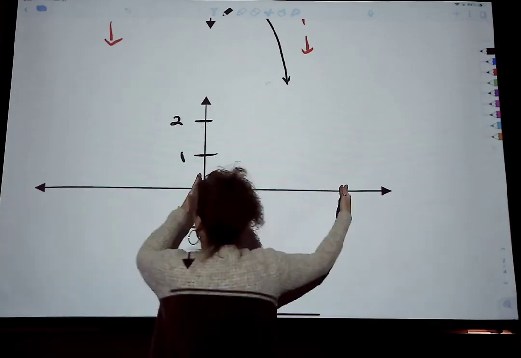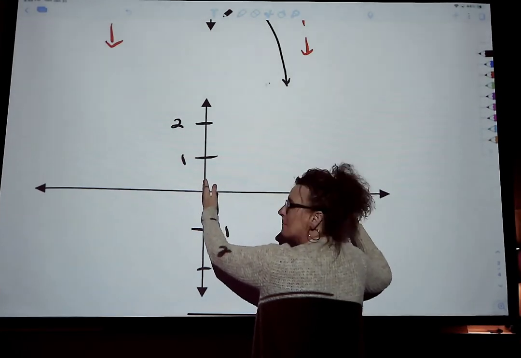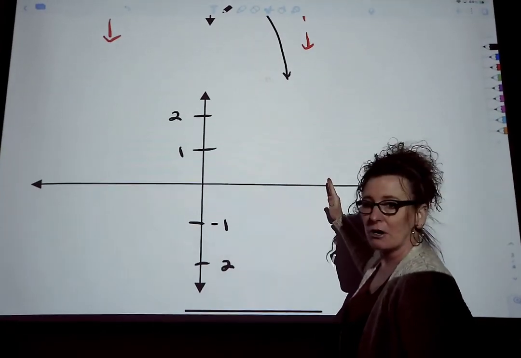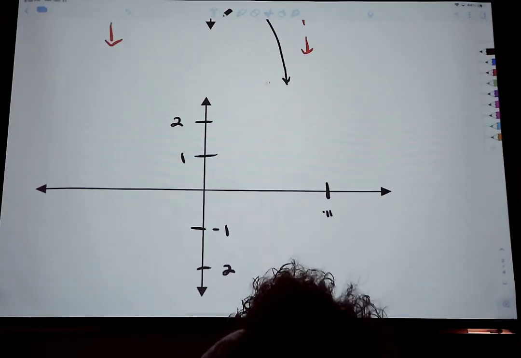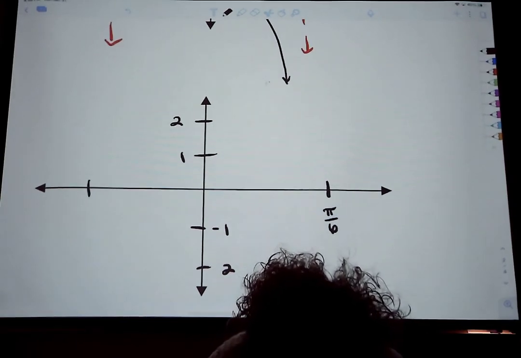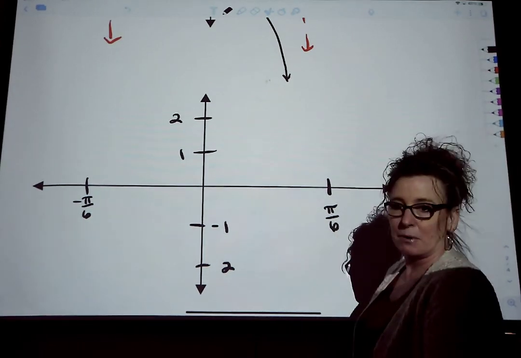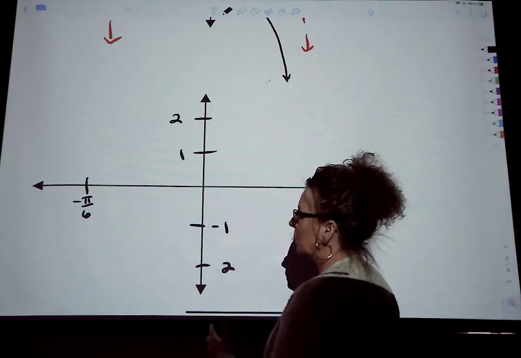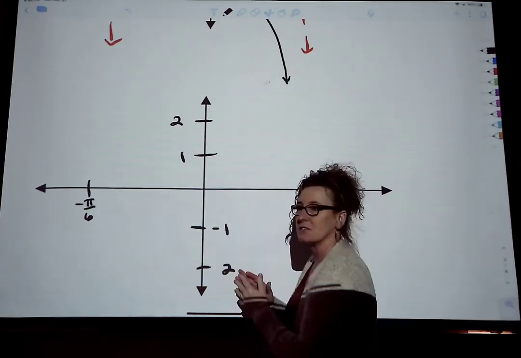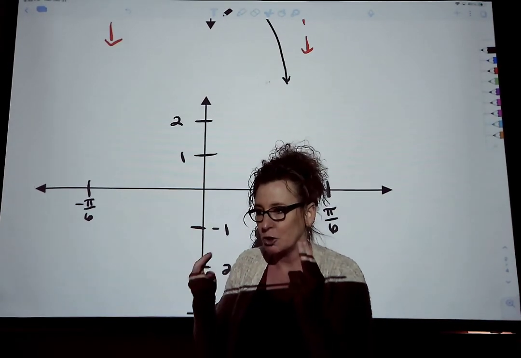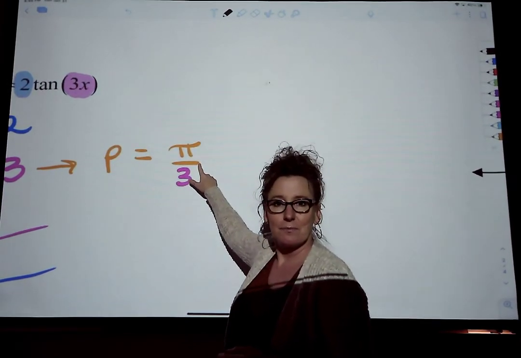How much would half of that be? Well, what's half of pi over 3? Pi over 6. So I need you to make a tick mark out here, and I need you to call it pi over 6. Therefore, I need you to make another one out there called negative pi over 6. And just double check real quick. This has a distance of pi over 6. This has a distance of pi over 6. 1 pi over 6 plus 1 pi over 6 is 2 pi over 6. Oh, yeah, there I go. My period's pi over 3.